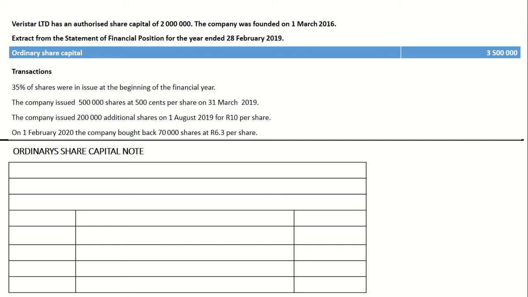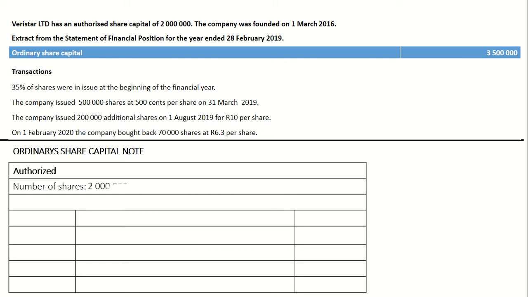We are given ordinary share capital of 3,500,000, but we don't know how many shares were issued. But under transactions, the first point simply tells us that 35% of shares were in issue at the beginning of the year, meaning that it was an issue on the 1st of March 2019, because that will be the beginning of our financial year. Now, 35% of authorized shares.